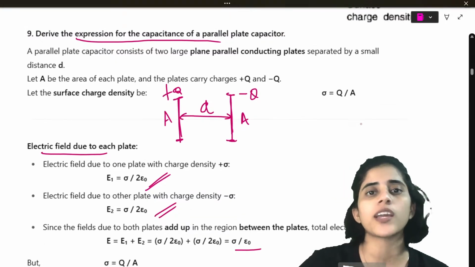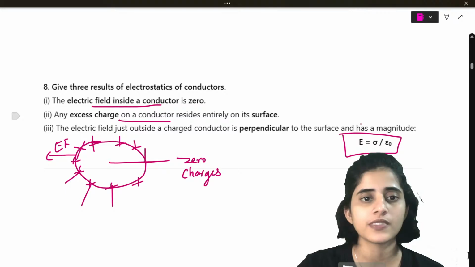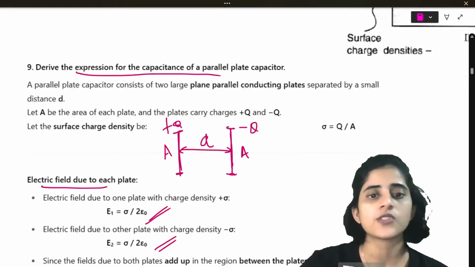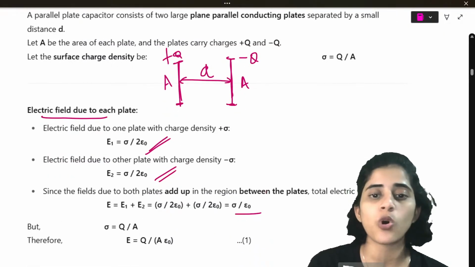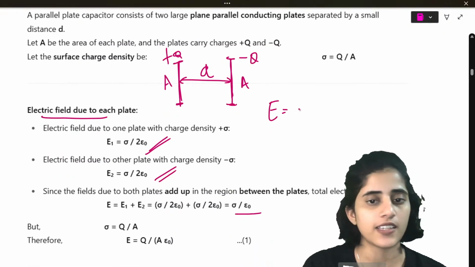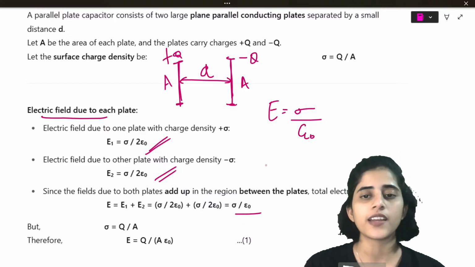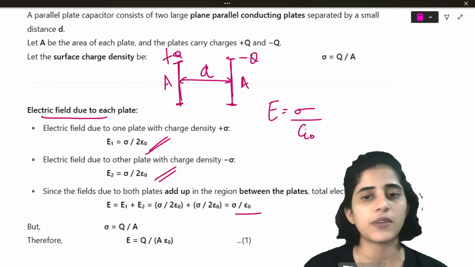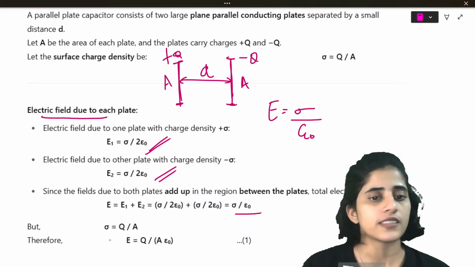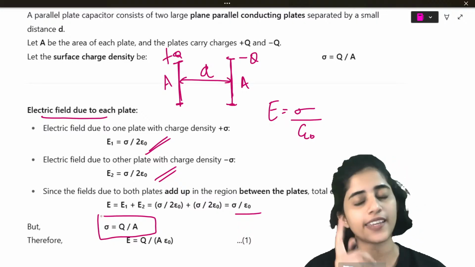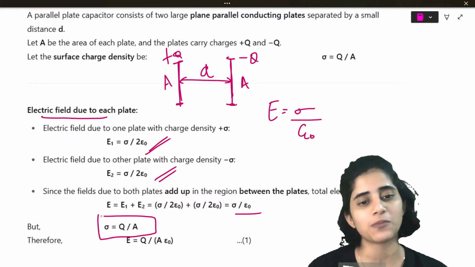So that is how you get sigma by epsilon naught. Sigma by epsilon naught is the total electric field, E equals sigma by epsilon naught. Now let's say, what is sigma? We already know this formula from the first chapter. This also I've taught you in the previous video.